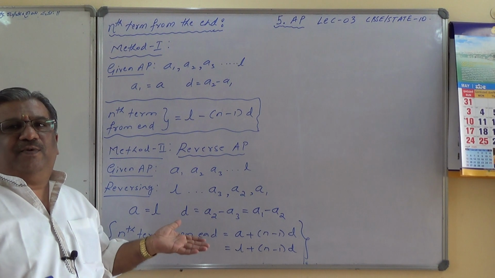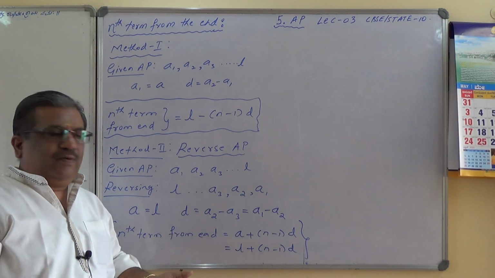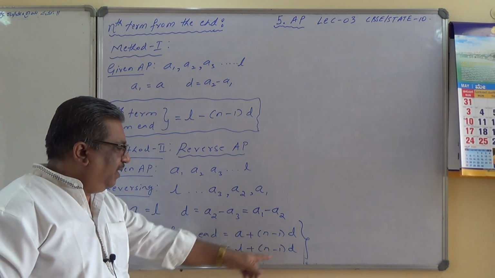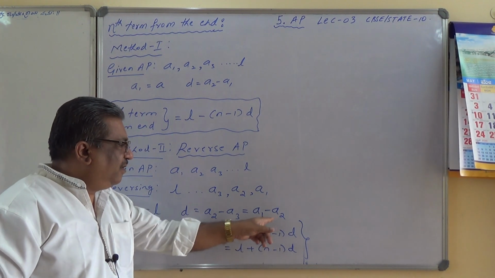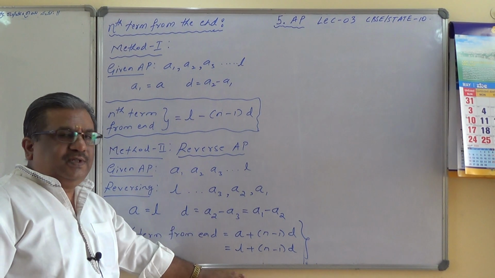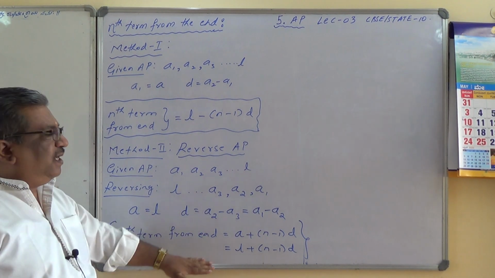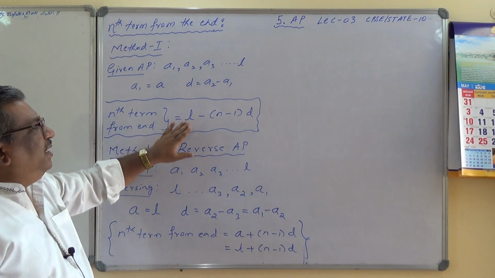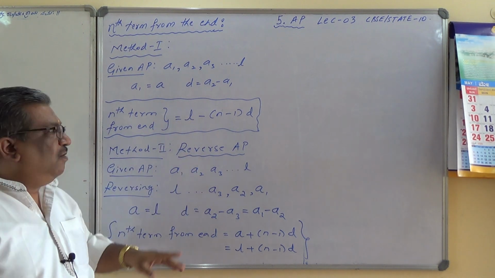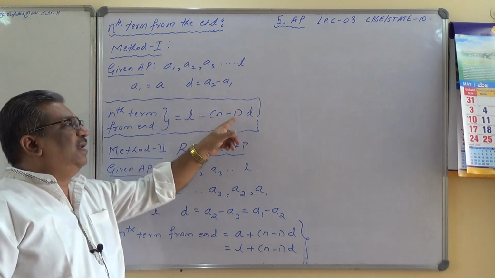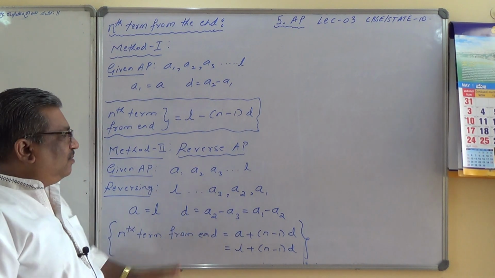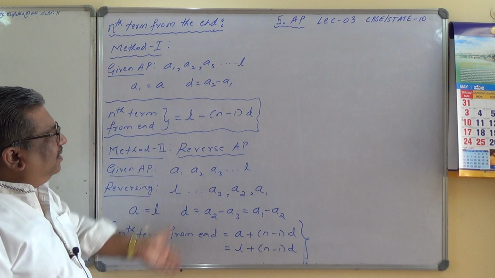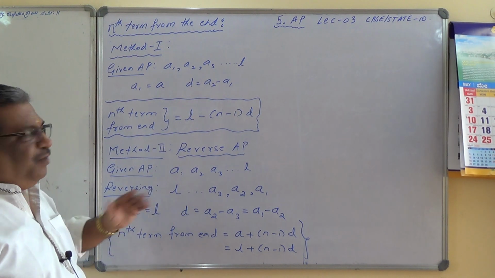What is the 10th term you used to find out? a plus n minus 1 into d. Similar to that, here a equals L and n minus 1, whatever d you calculate after reversing, you can use this formula. It is as usual the same formula that we are using. But here, it is a new formula which you should remember. Why you should remember? L minus n minus 1 into d. Here it is L plus n minus 1 into d. It is important that you remember. So I'll take one problem and solve by both the methods.